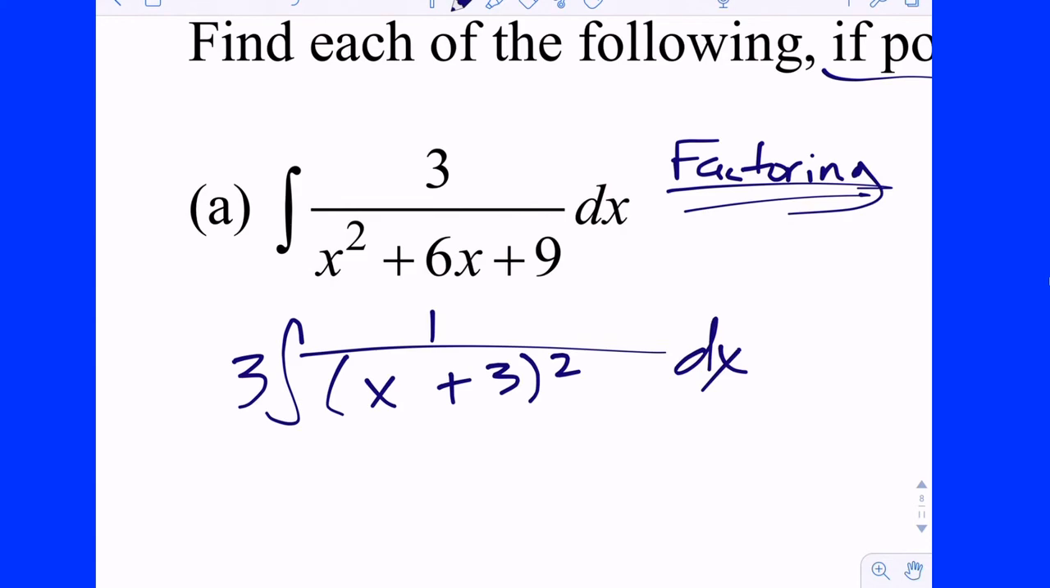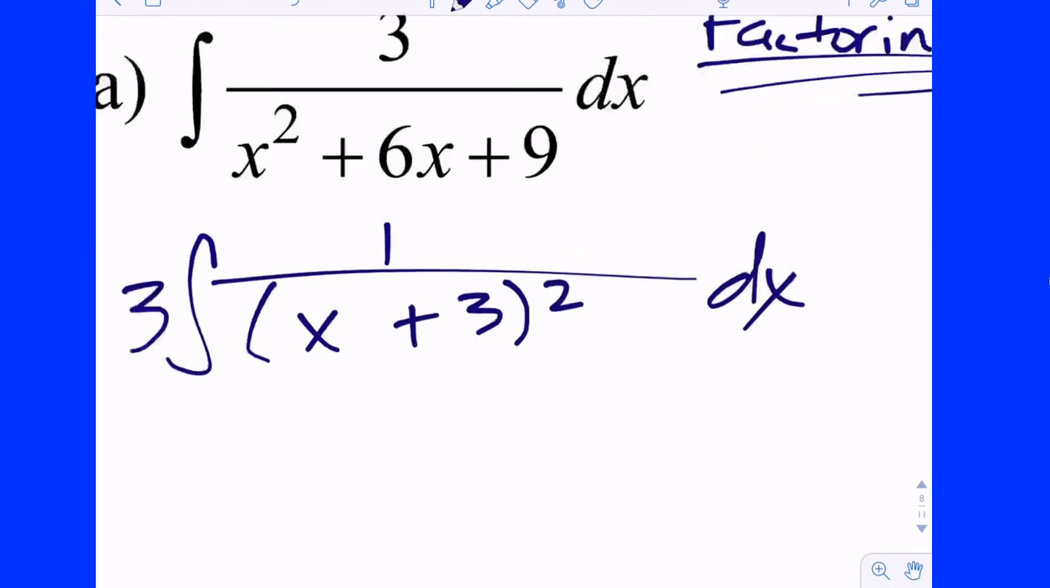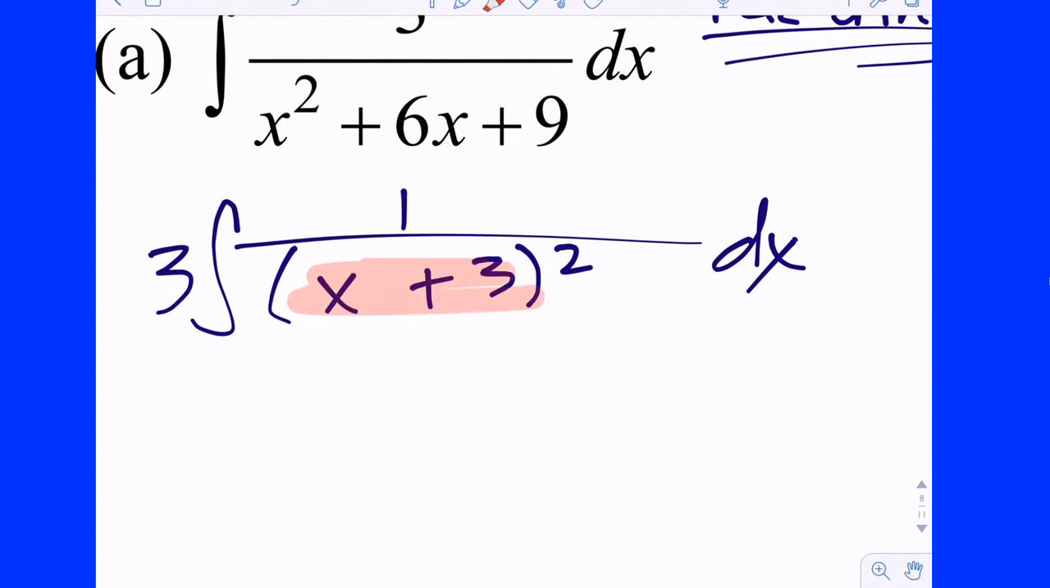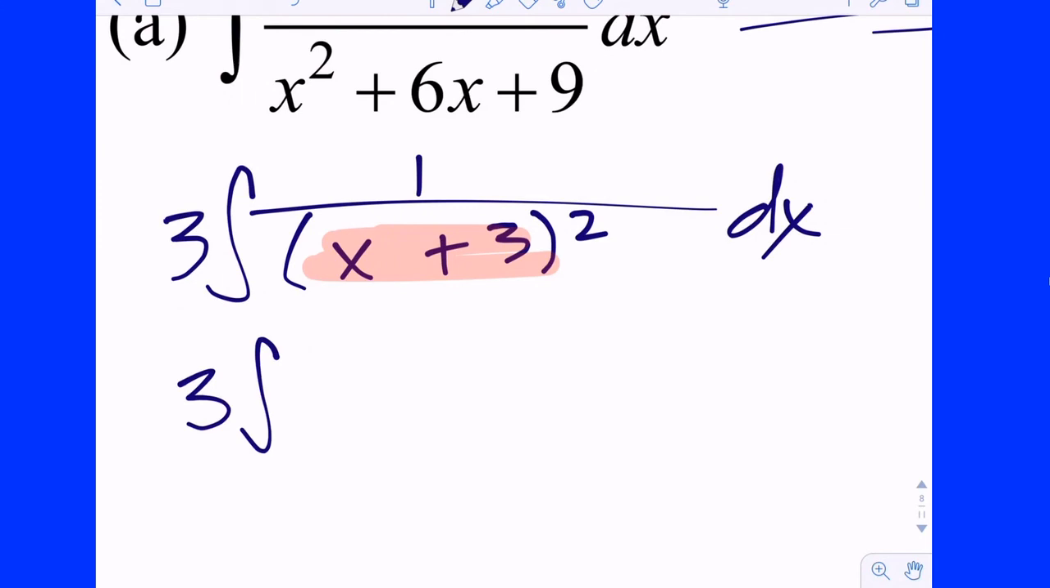Now that we factored it, we reevaluate it. It's like a brand new problem. We've already got the 3 out front, so we gravitate. There's our inside function. What's the derivative of x plus 3? 1. Do we have a 1 in the top? Yeah, we do. Are we off by anything? Nope.